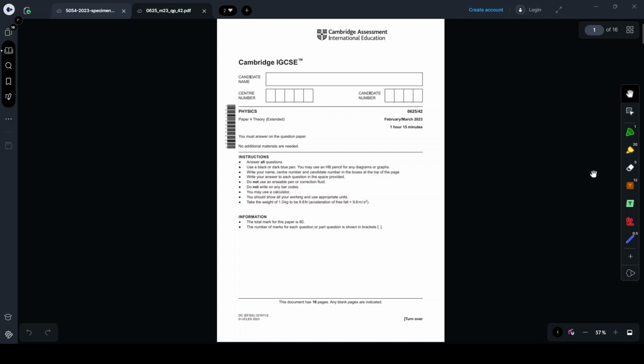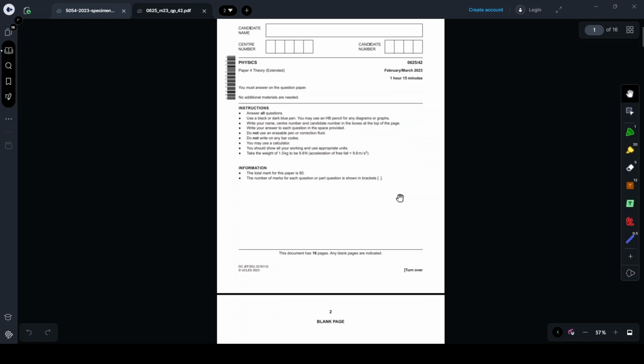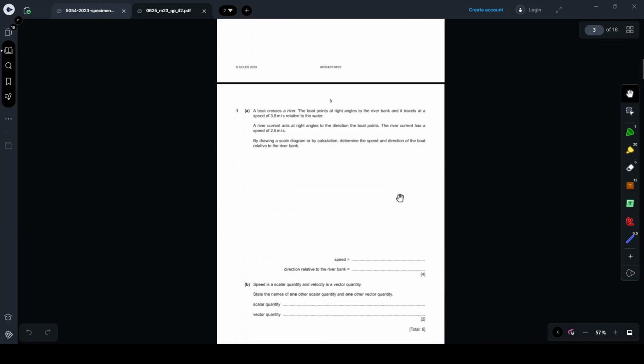So today we are doing the 0625 paper 4 from March 2023. This is paper 4 variant 2. That's the only variant available for this session. That's the extended theory paper. Let's get started.